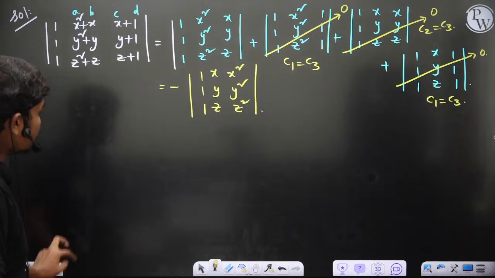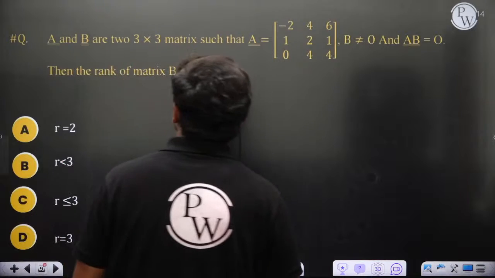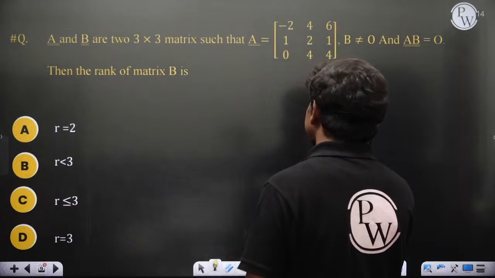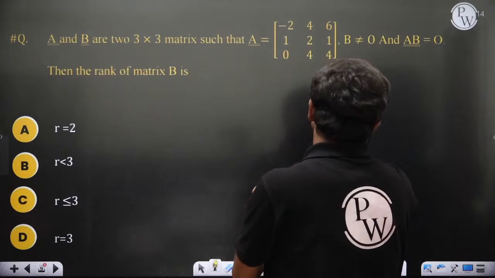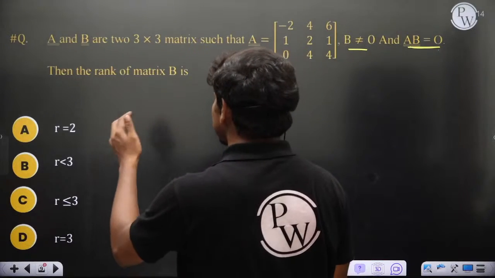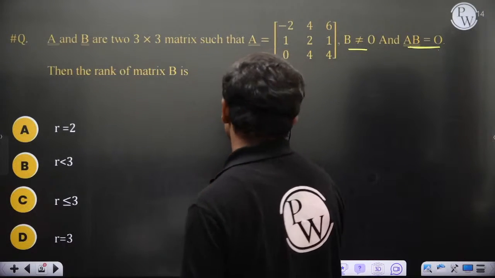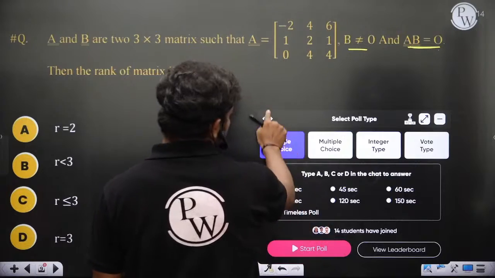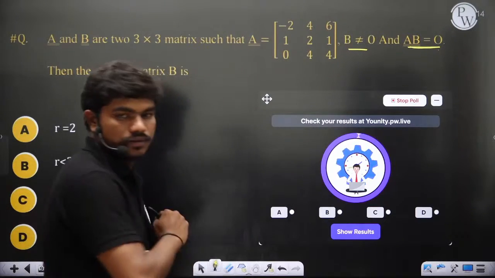Now coming to the second question. So this is the second question I have given you. A and B are two 3×3 matrices such that A is this and B is a non-zero matrix and AB equal to 0 of course. The rank of the matrix B is dash. So let's see how many of you have solved this question.